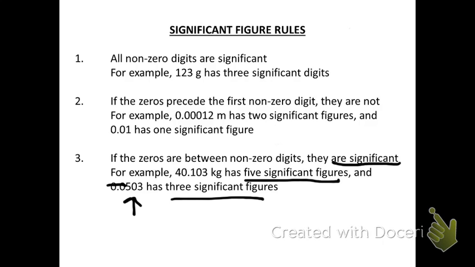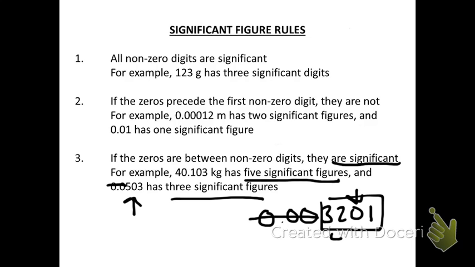Let me give you another one. So if I have 0.003201, how many significant figures do we have? Well, the first 3 zeros are not significant because they come before the number. But the 0 in between the 2 and the 1 would be considered significant. So in this case, we should have a total of 4 sig figs. All four of them are significant.